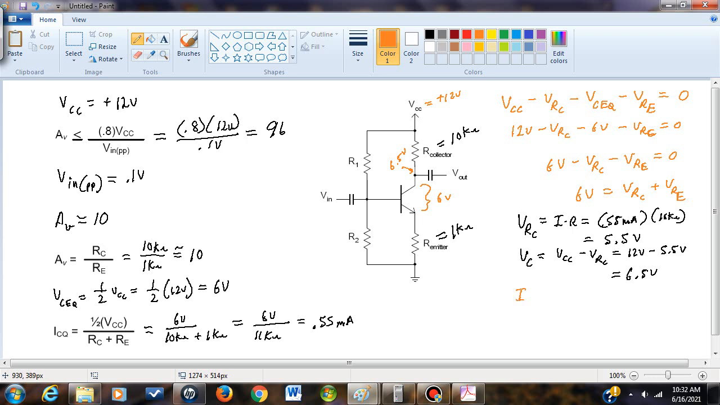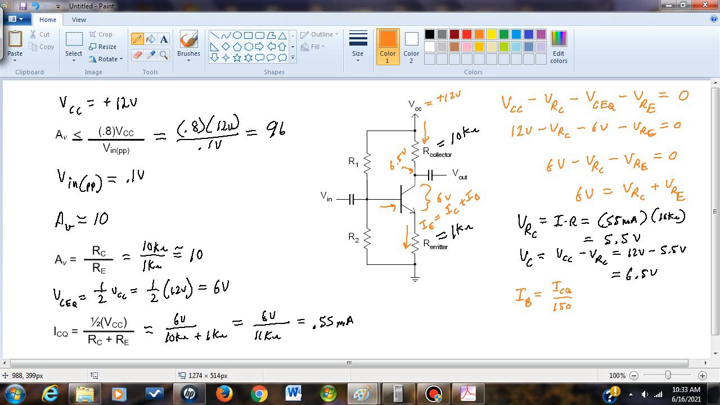Therefore, IB is equal to ICQ divided by 150, because ICQ is a current that's flowing down through the collector resistor. As far as the current that goes down through the emitter, of course, that's going to be IB plus IC. So the current through the emitter is equal to IC plus IB. But as far as figuring out IB, we know that HFE is equal to IC divided by IB.